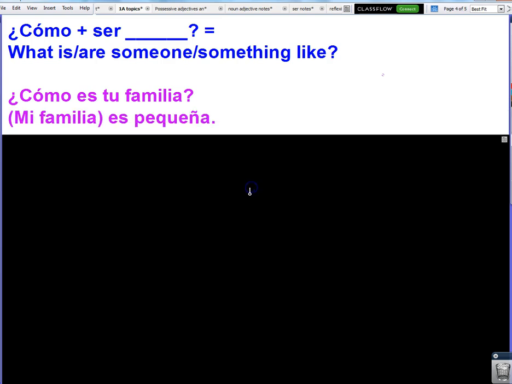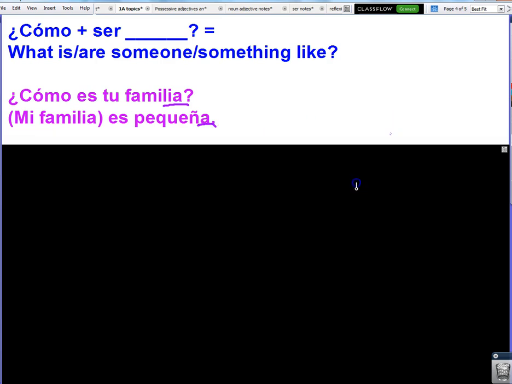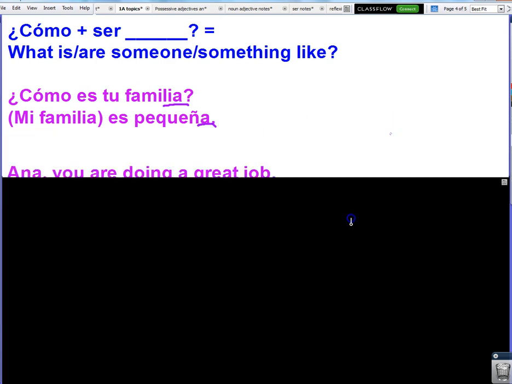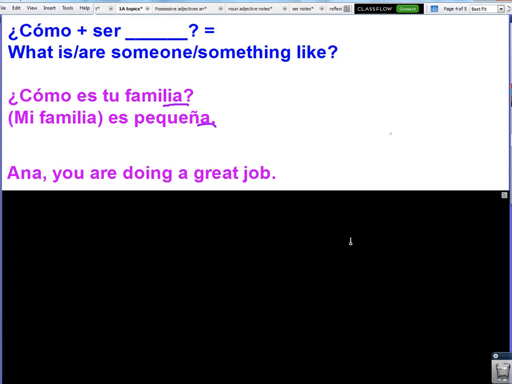So an appropriate answer would be, my family is small. It is small. People have a tendency to think that this has to be plural because there's multiple people in one family, but if you look at it, familia is singular, so small would have to match that. It's singular.